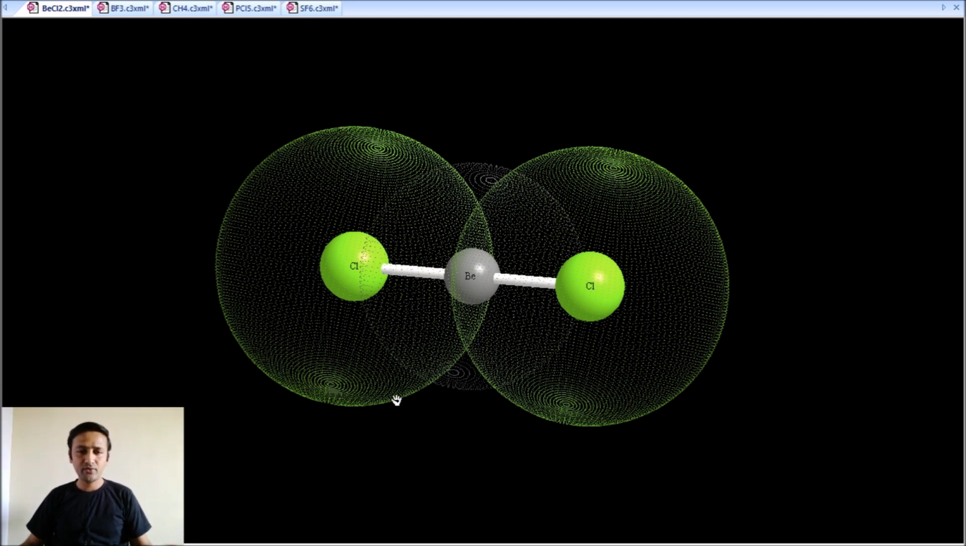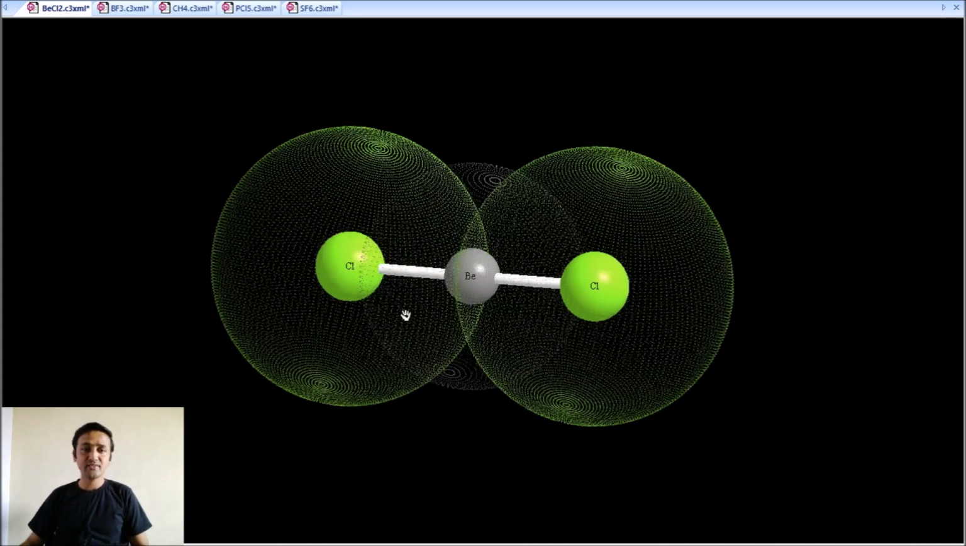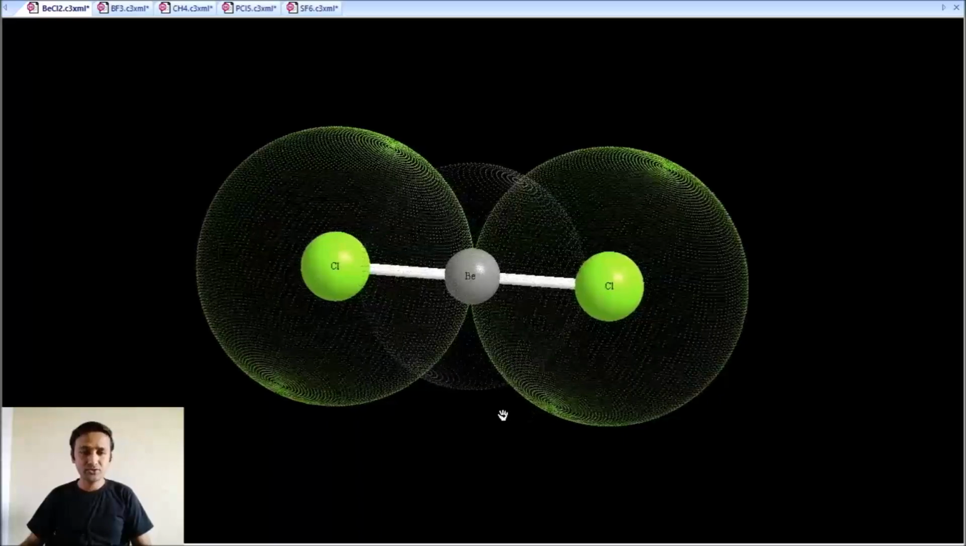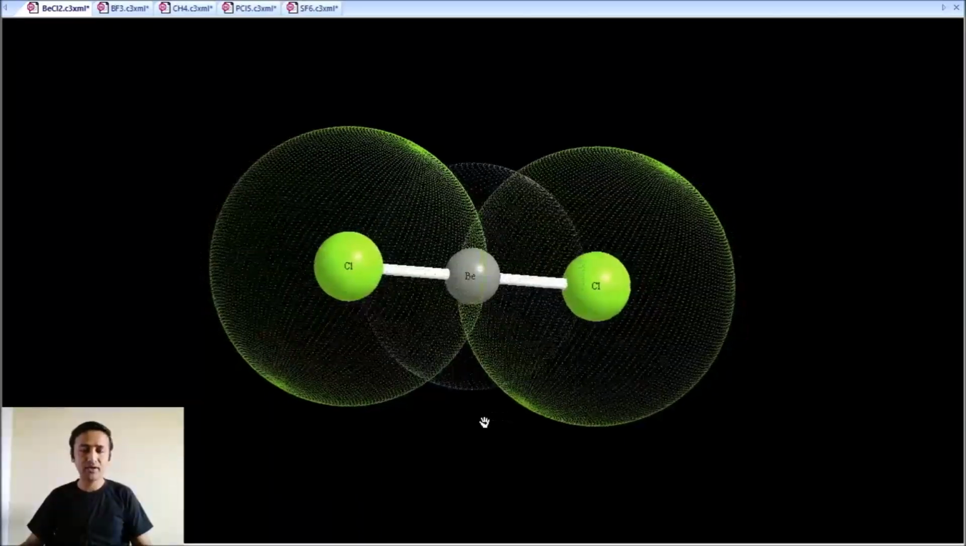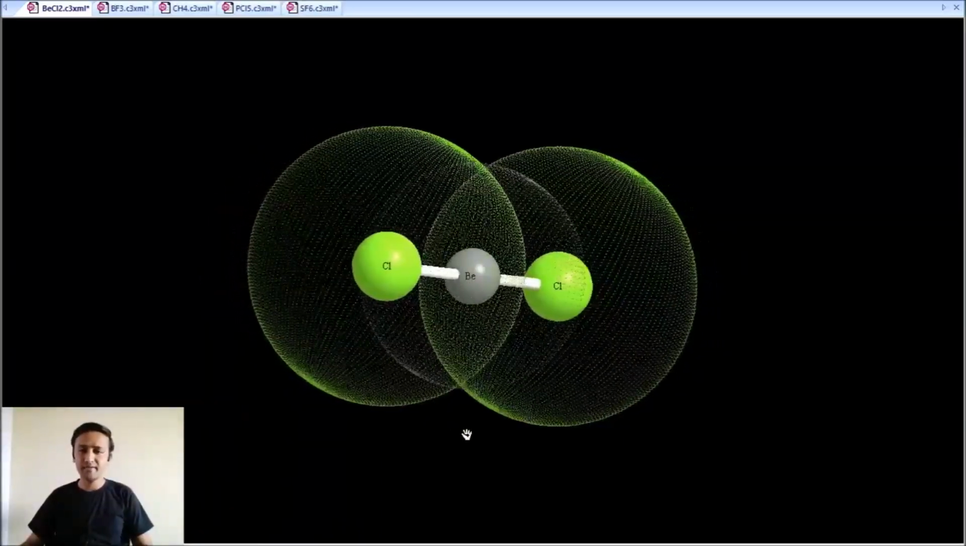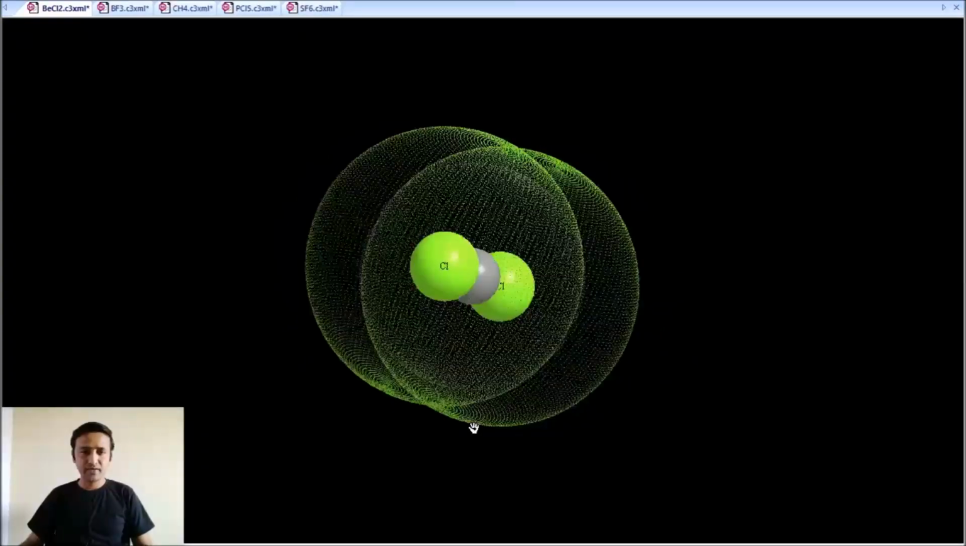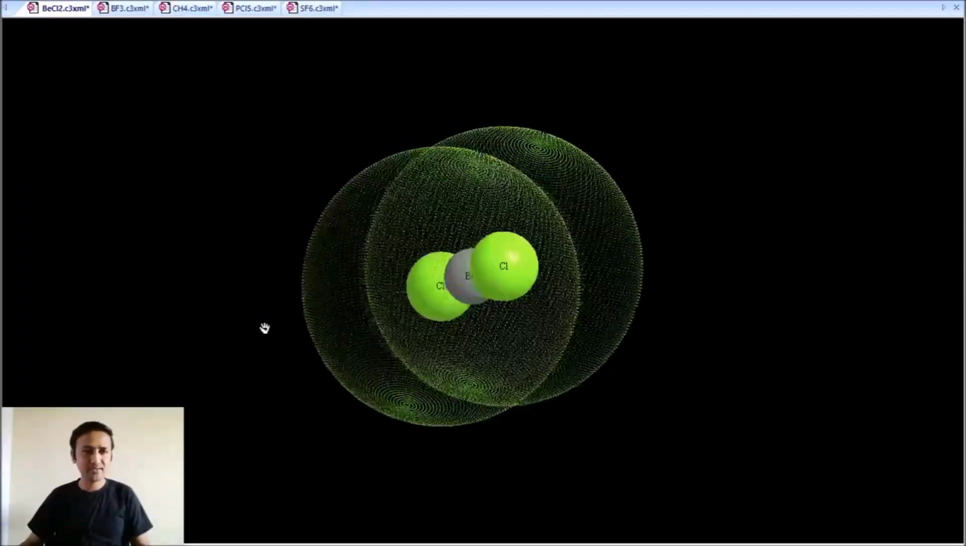So if you take an AB2 type of molecule, we'll have a linear arrangement of electron pairs, as well as a linear molecular geometry, with a bond angle of 180 degrees. So this is the BCl2 molecule, with a bond angle of 180 degrees. Let us go to the next example now.